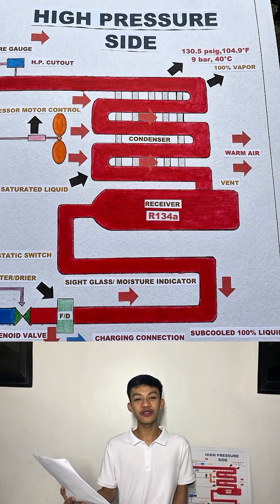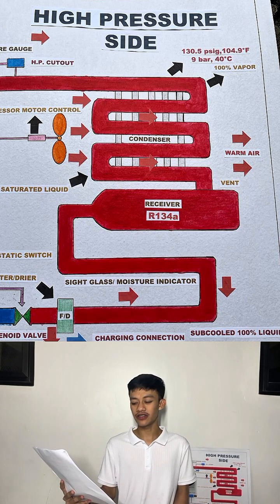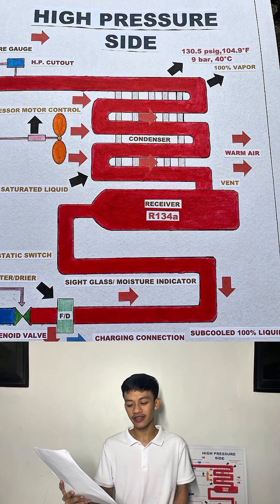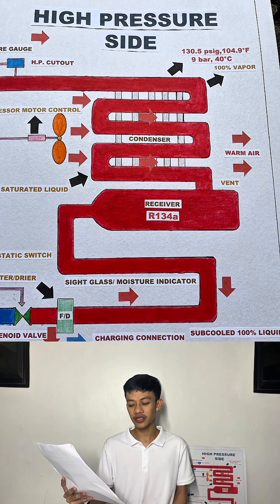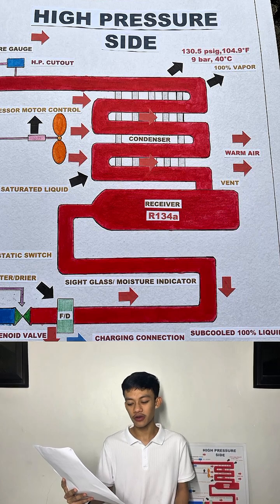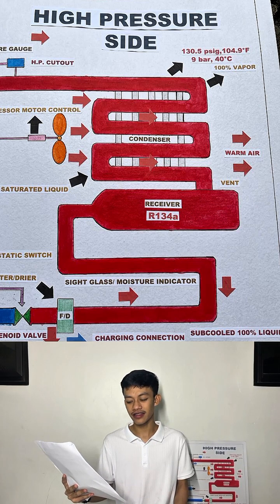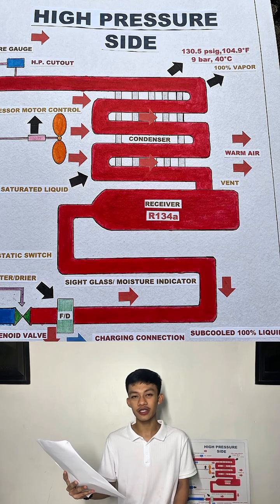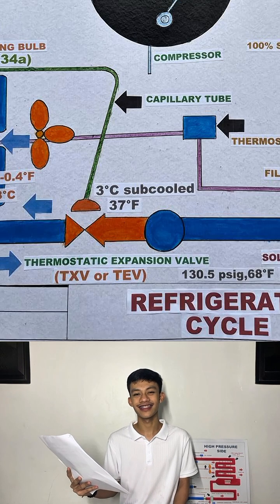Okay, next is the condenser. How does a refrigeration condenser work? The refrigeration condenser coil takes in high-pressure gas from the compressor and cools it to remove first the superheat and then the latent heat, so that refrigerant condenses back to the liquid state. So that is the condenser.